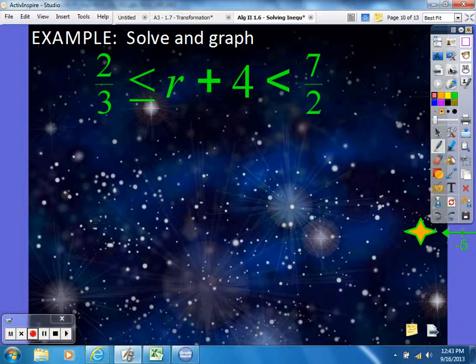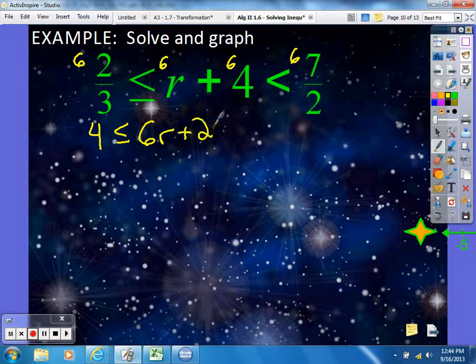What would I need to multiply everything by? Well, I could go with 12. I'm not going to go that high. I'm going to go with 6. Okay? So take a minute and multiply everything by 6. So you should have multiplied everything by 6. So I'm going to put a 6 here. 6, 6, 6. 6 divided by 3 is 2 times 2 is 4. 6 times r is 6r. 6 times 4 is 24. And 6 divided by 2 is 3 times 7 is 21.